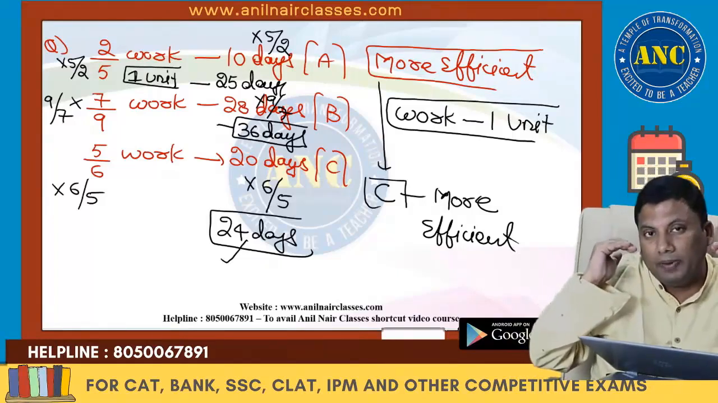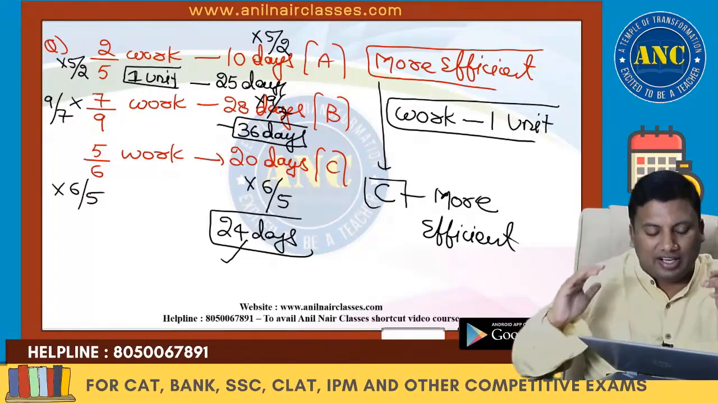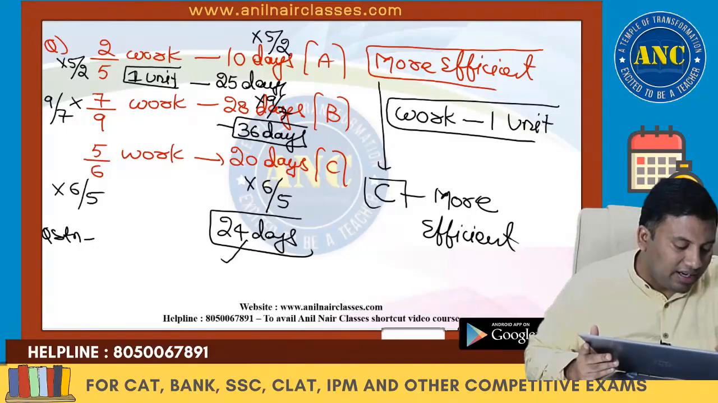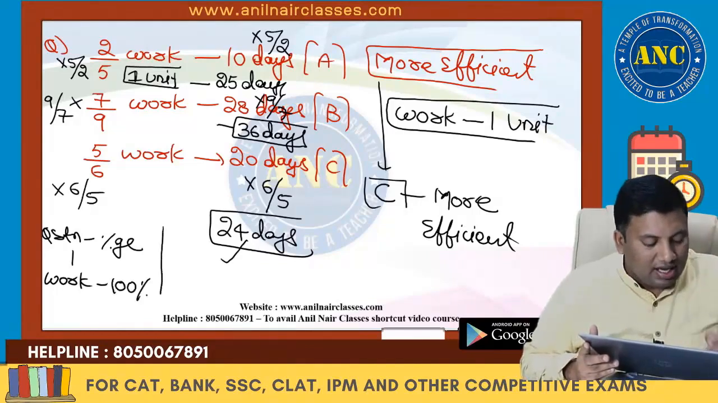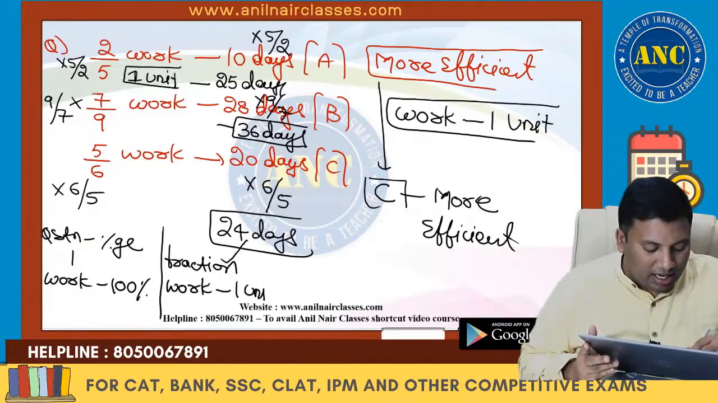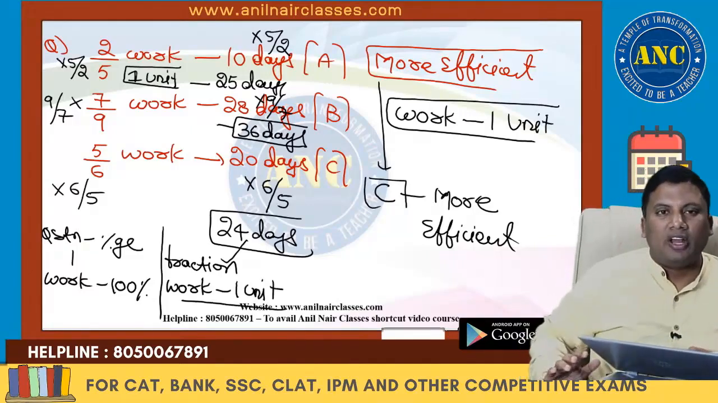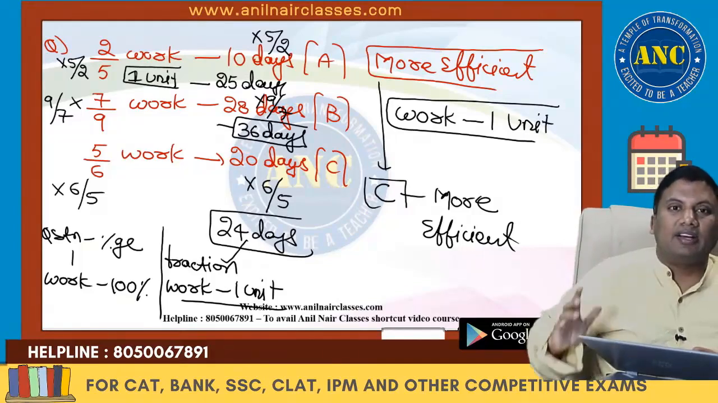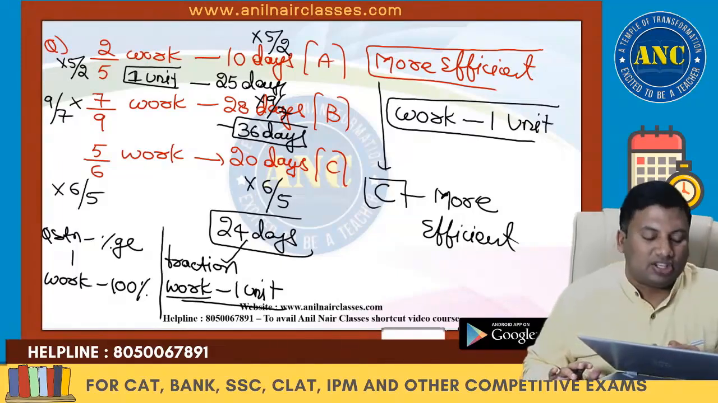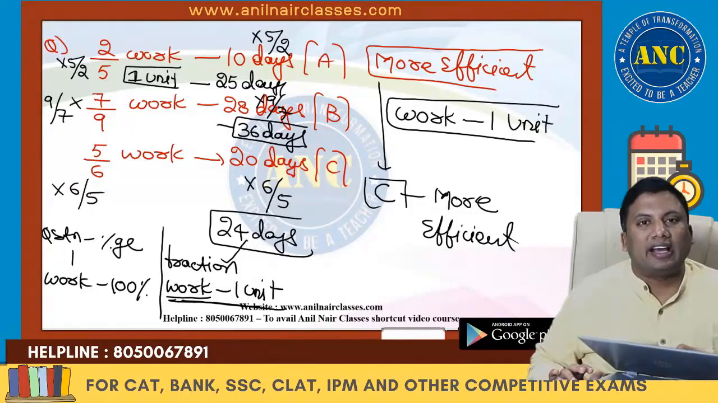The question can also be given in percentage or in fractional value. If the question is given in percentage, the total work is assumed as 100%. If the question is in fractional value, total work is assumed as 1 unit. Both are the same: 100 by 100 is nothing but 1. If the question is in percentage, take the work as 100%. If a fractional value is given, take total work as 1 unit.